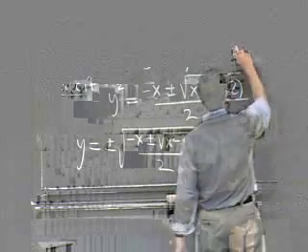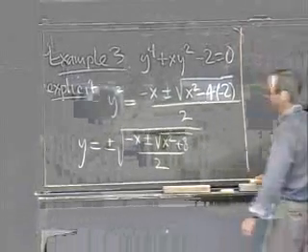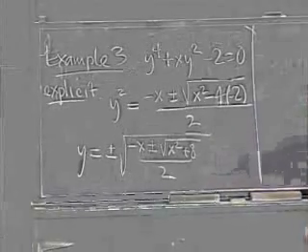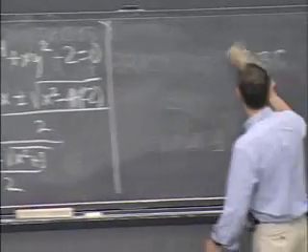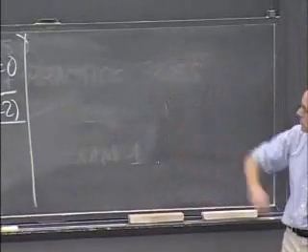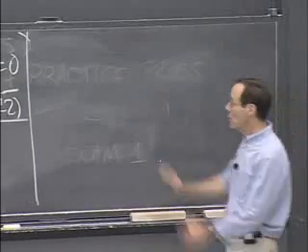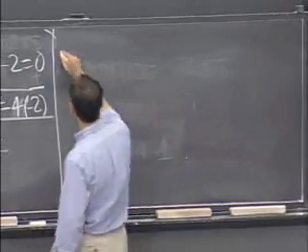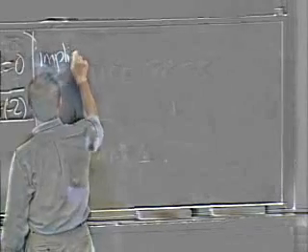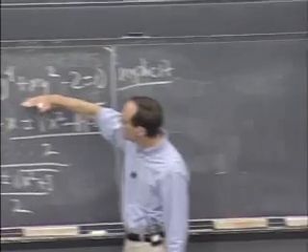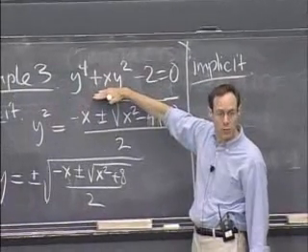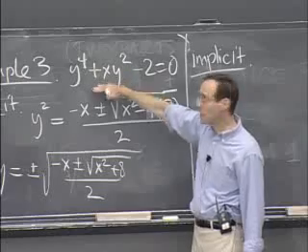And in general, it's very difficult to figure out the formulas for quartic equations. But fortunately, we're never going to use them. That is, we're never going to need those formulas. So the implicit method is far easier. The implicit method just says, okay, I'll leave the equation in its simplest form and now differentiate.